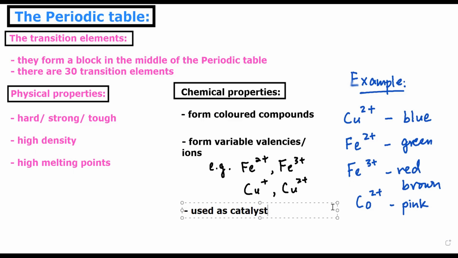If we are comparing the reactivity, of course, the reactivity of transition elements is lower than group 1 and group 2 metals, which are actually highly reactive metals, right?